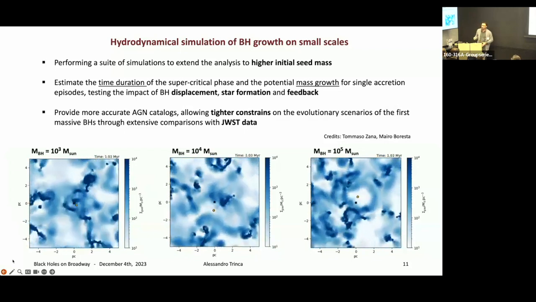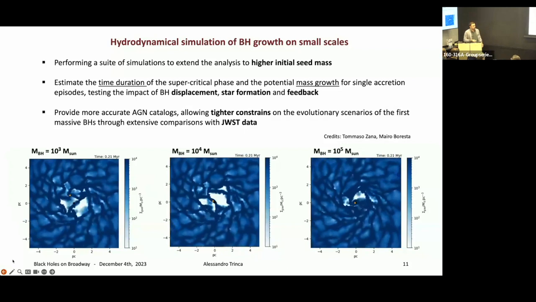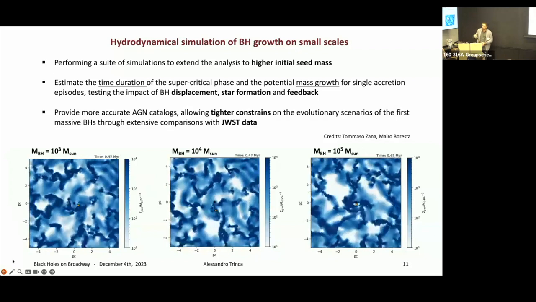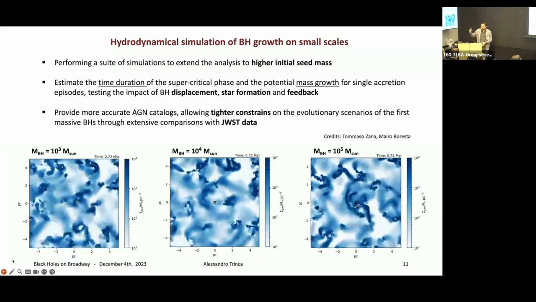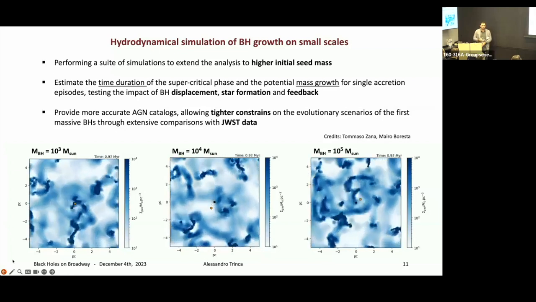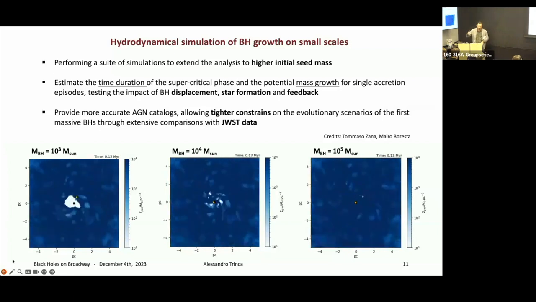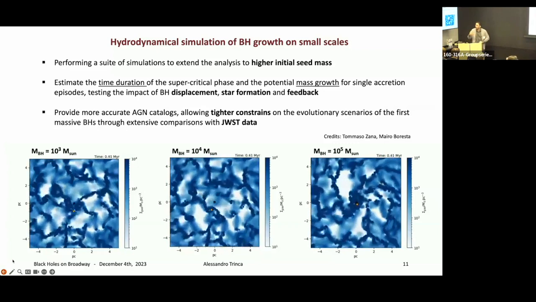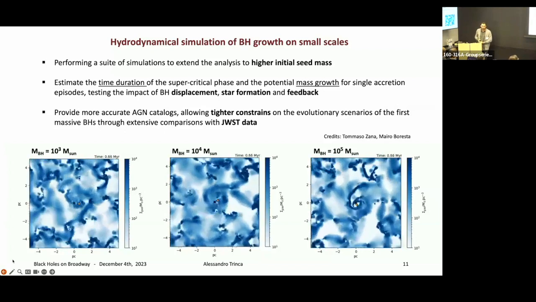And in particular, we want to study the impact of the black hole displacement, since you expect lighter seeds to be harder to keep at the center of the gas reservoir, but also of star formation and feedback on the overall evolution of the black hole. And this will enable us to provide a more detailed modeling of this accretion episode, and therefore more accurate AGN catalogs that, together with, for sure, the availability of more detections from JWST, will allow tighter constraints on the evolutionary scenarios of these first massive black holes.